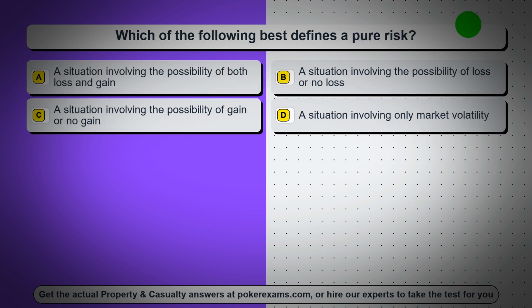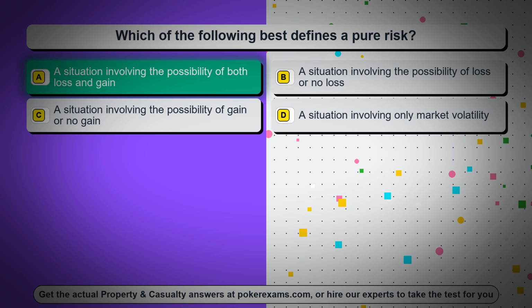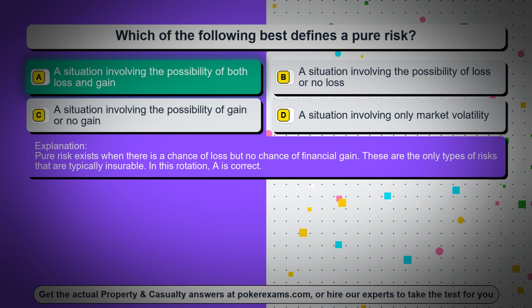Question 49. Which of the following best defines a pure risk? Option A, a situation involving the possibility of both loss and gain. Option B, a situation involving the possibility of loss or no loss. Option C, a situation involving the possibility of gain or no gain. Option D, a situation involving only market volatility. The correct answer is option A, a situation involving the possibility of both loss and gain. Pure risk exists when there is a chance of loss but no chance of financial gain. These are the only types of risks that are typically insurable. In this rotation, A is correct.